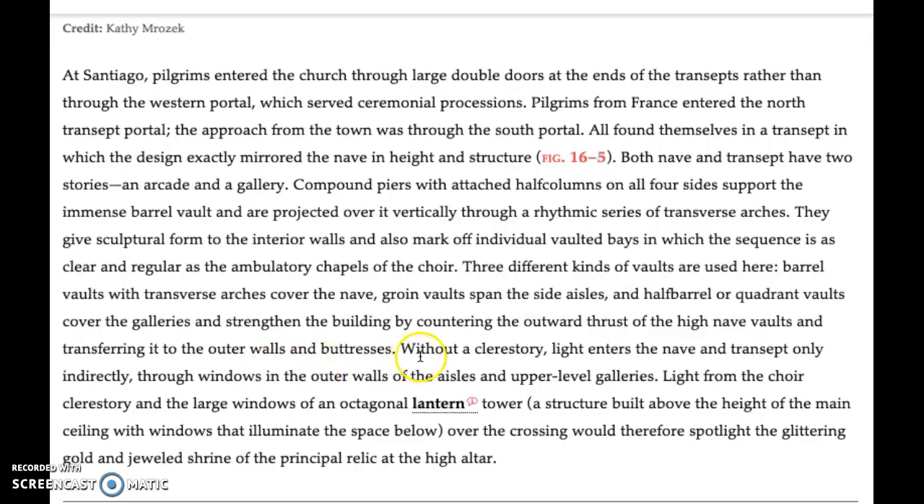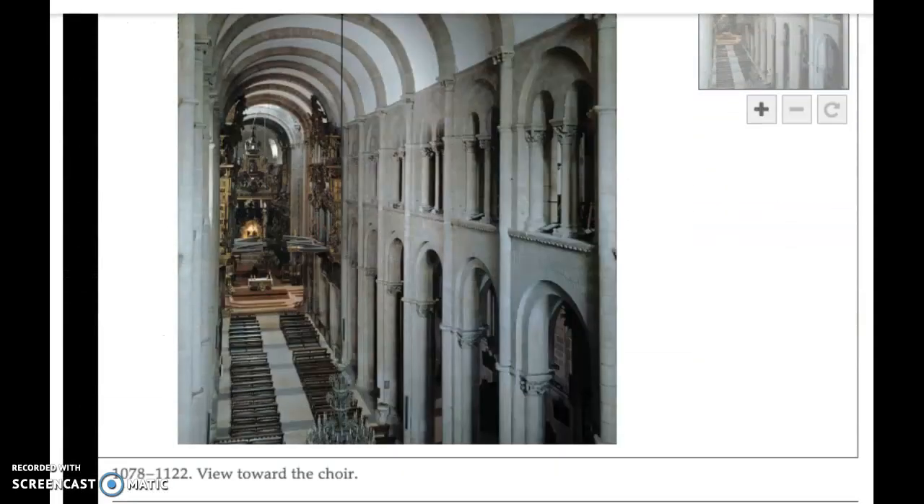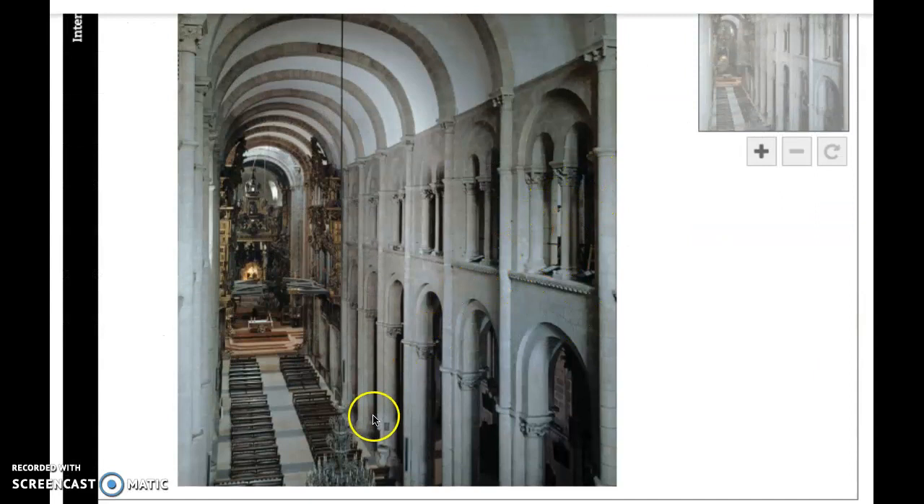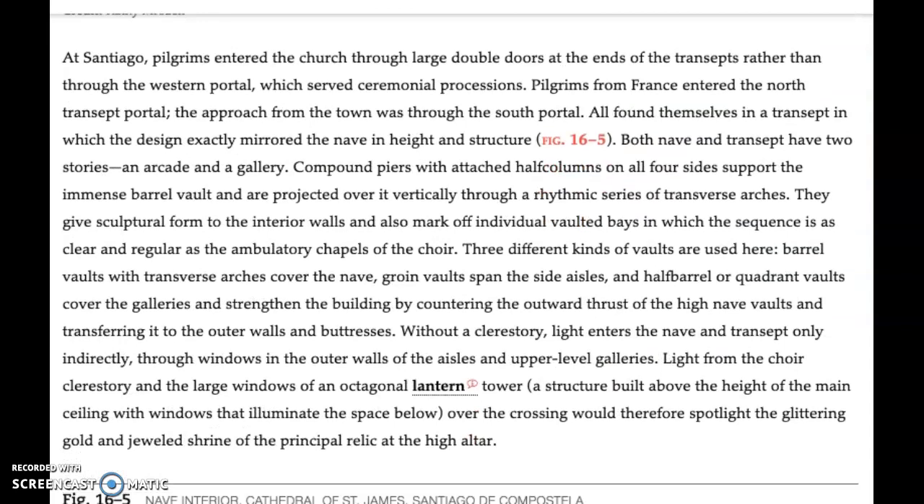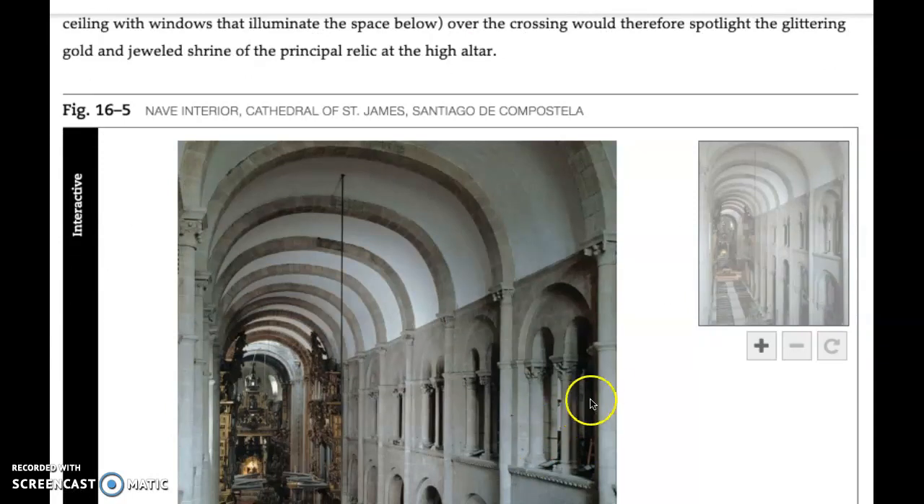So a last point, they mention there is no clerestory. There's no second story that gives you direct windows shining light into the nave. The gallery does not go directly to windows shining outside. So what that means is that it's fairly dark because light enters the nave and transept only indirectly. There are windows on the outer wall of those galleries, and the light is coming in the windows. You can kind of see it here, but it's not giving that much light to the nave.